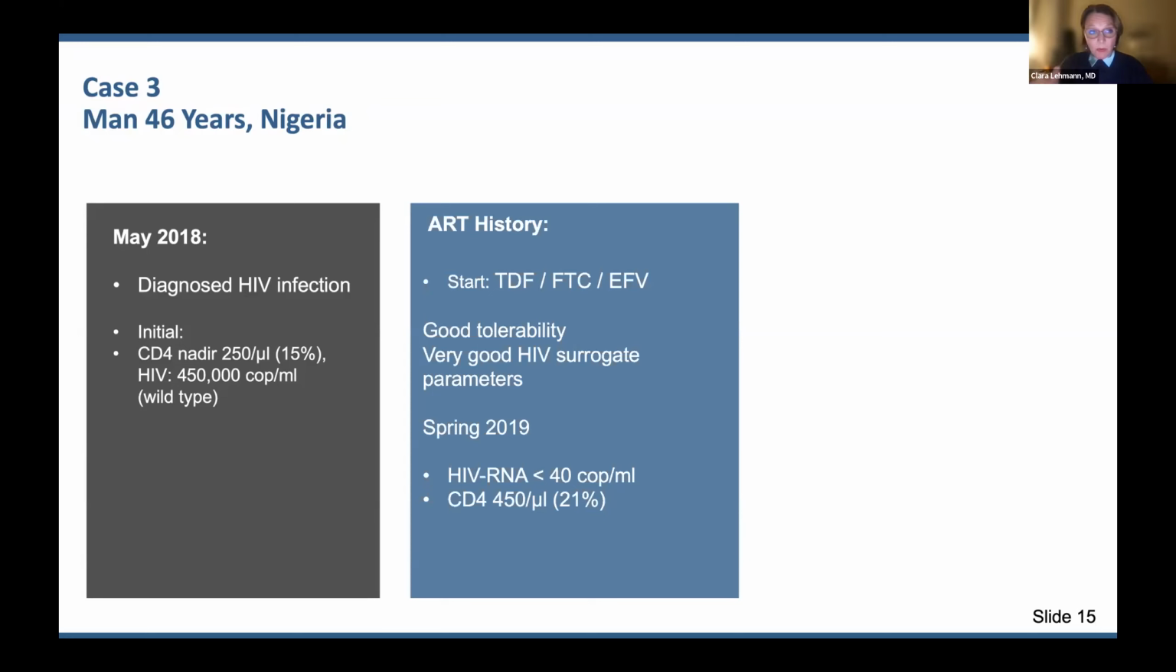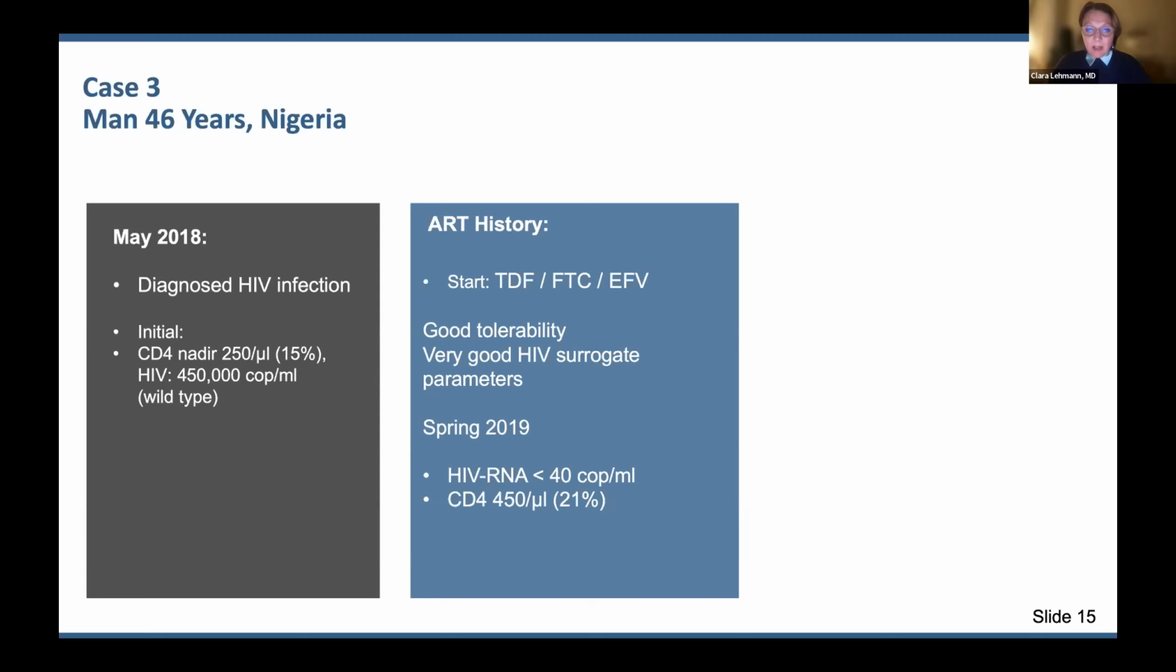And I have to say, it wasn't here at our hospital. It was in a clinical practice, and this is why they chose this regimen. But he was tolerating it very well. The HIV parameters were also fine. And in spring 2019, the last viral load was below 40 copies and CD4 450.